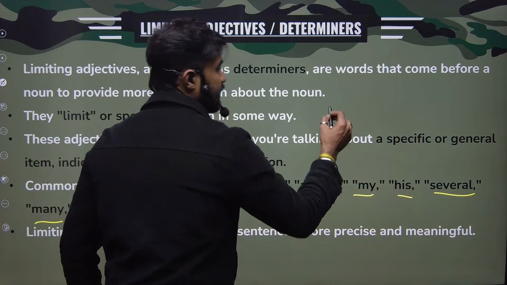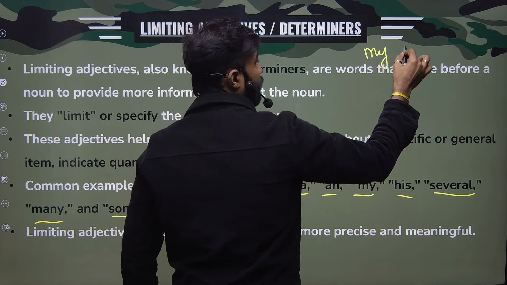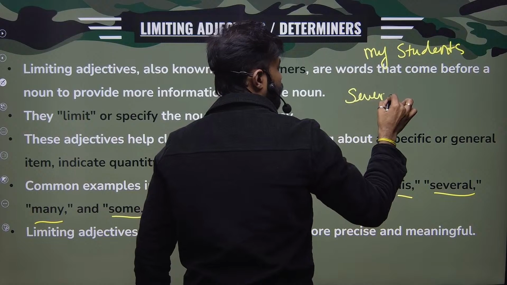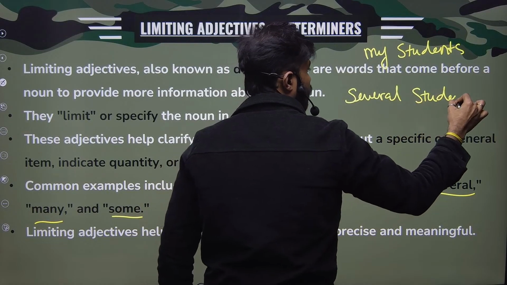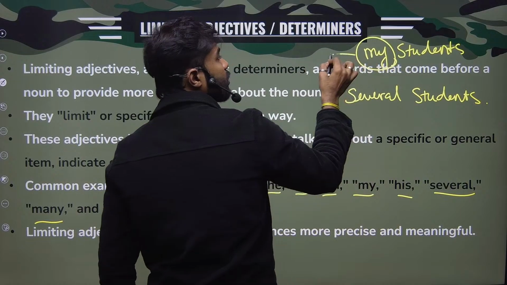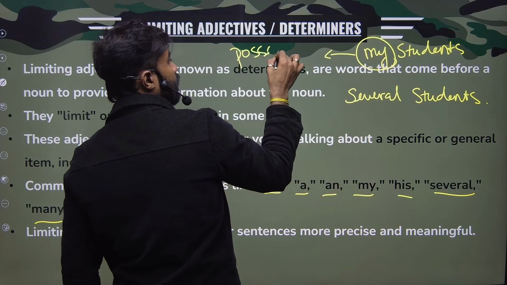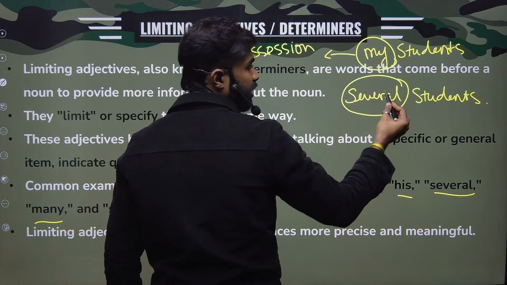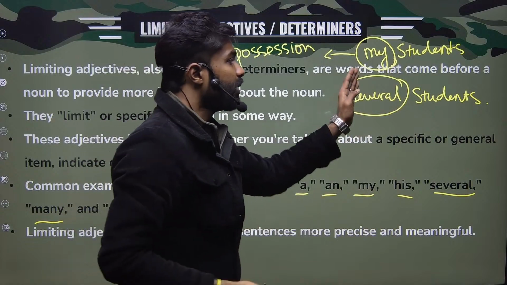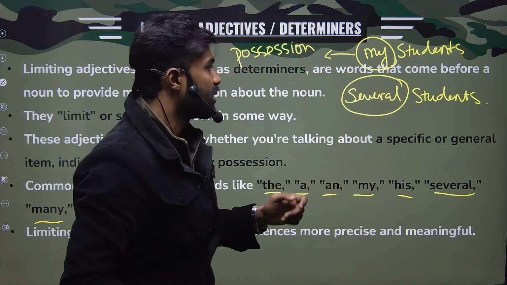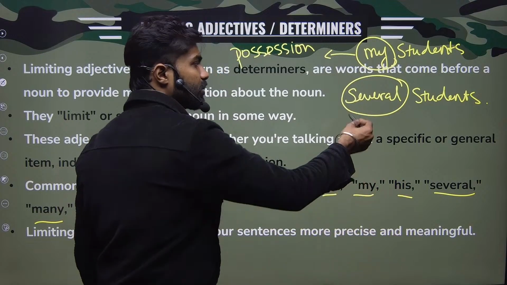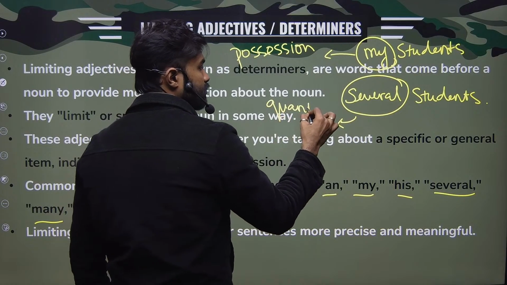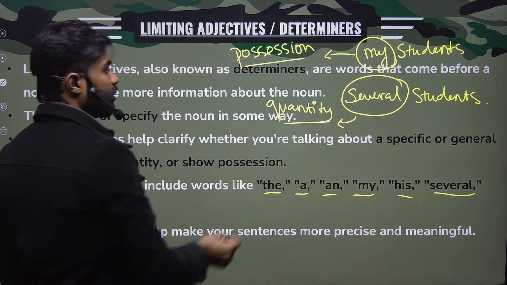Okay. Now let us take this one. Here, my student is showing possession. Here, several. Several is also an adjective. Why? Because it is giving a detail about students. How many students? Several students, right? So it is an adjective. Here, quantity. Now you can read it.